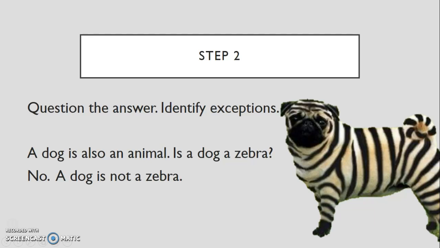So the second step is that we're going to question our answer and identify exceptions to the answer. Well, a dog is also an animal. Is a dog a zebra? Well, this represents an exception to our original answer. So we have to go back and we have to modify our original answer. No, a dog is not a zebra. And we would, at that point, modify and come up with some better answer for what a zebra is.